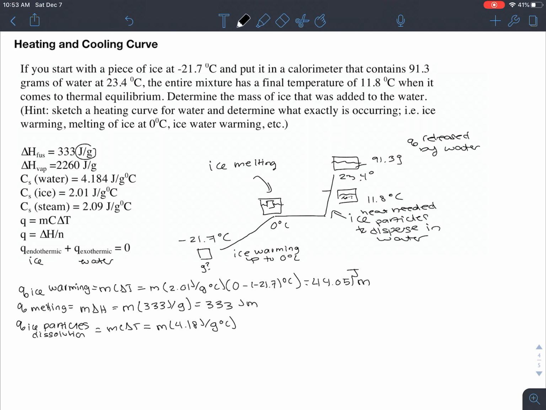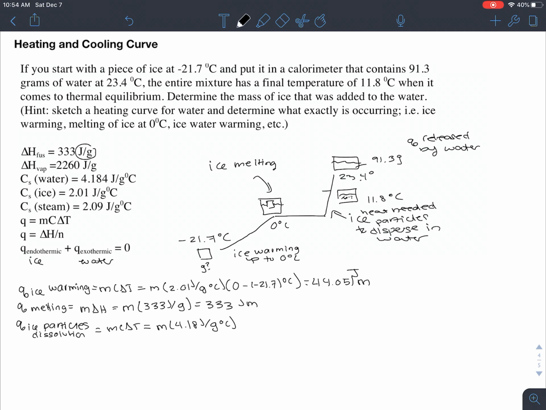So sometimes it gets confusing: why am I not using the mass of the water? And it's because of this. You have to think, all right, I have this ice at negative 21.7 degrees Celsius. In order for this ice to melt, it needs heat. So it's warming up to get to 0. Perfect. So you figured out this is the amount of heat needed to get to 0. Well, then at 0, it's not just going to stand there. It's going to start melting. So it begins to melt. Perfect. Figured out the heat needed when it melted. But you aren't done yet because you're not at 11.8 degrees Celsius.